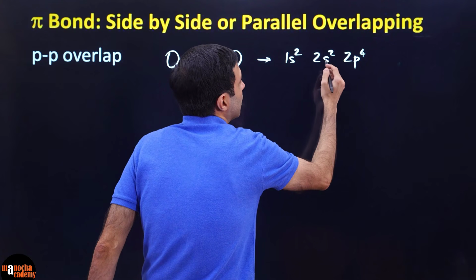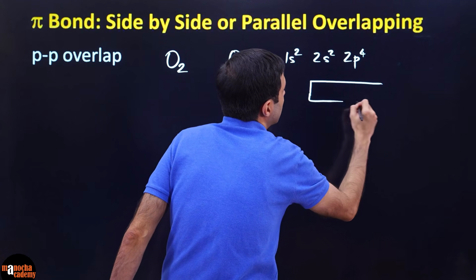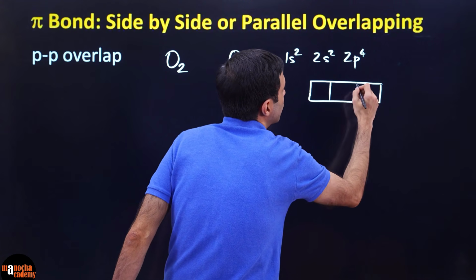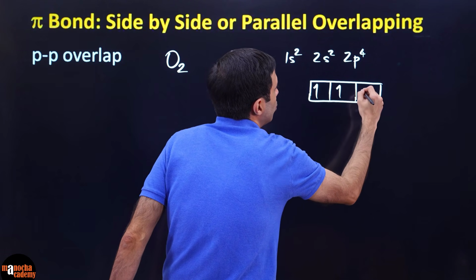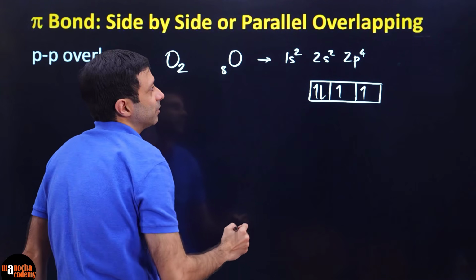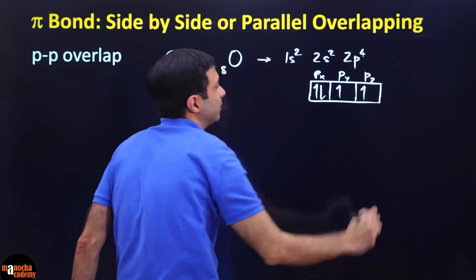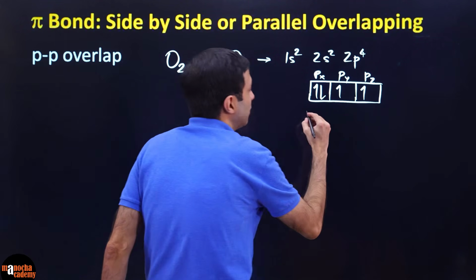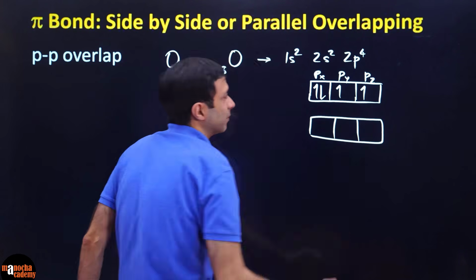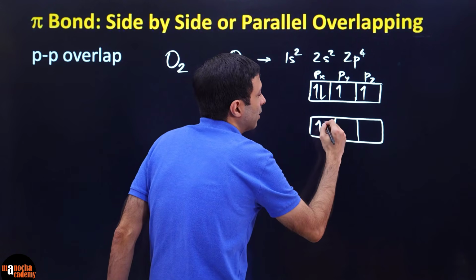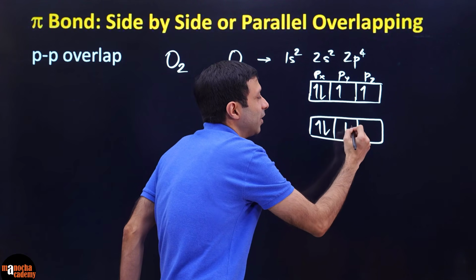So if we draw this 2p4 part, the 2p orbital is going to look like this. It's going to have a px, py, pz. So 1, 2, 3, 4 electrons. Similarly, I'll draw for the second oxygen atom. So it's going to look like this. Okay, so this will be completely filled, and this one we are going to overlap the orbitals. So draw it with the electrons having opposite spin.